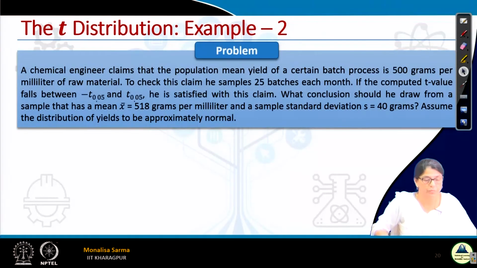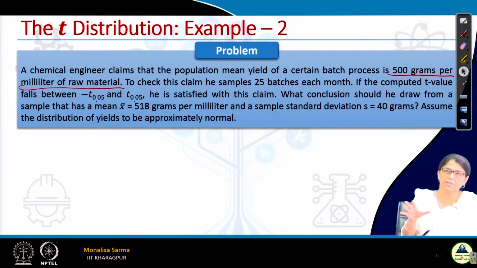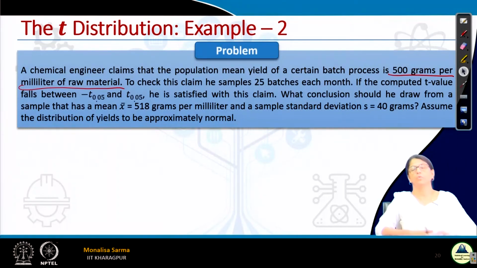So now the question: a chemical engineer claims that the population mean yield of a certain batch is 500 grams per milliliter of raw material. From per milliliter of raw material, the population mean yield will be 500 grams. He claims that. To check his claim, since he is suspicious of his own claim, he samples 25 batches each month. That means his sample size is 25.